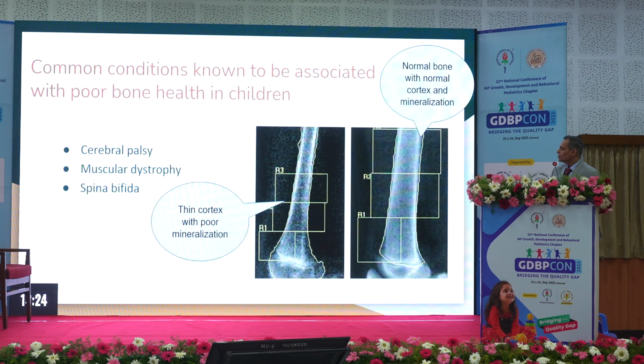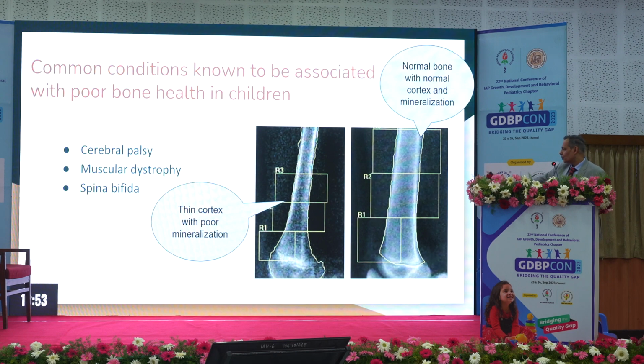Right, thank you. So what are the conditions that are known to be associated with poor bone health? Commonly what we see in our pediatric endocrine unit is children referred with bone disease for cerebral palsy, muscular dystrophy, and spina bifida. These are the commonest referrals in disabled children. Normally we see a whole lot of rickets, resistant rickets, osteogenesis imperfecta, but in disabled children these are the common conditions.